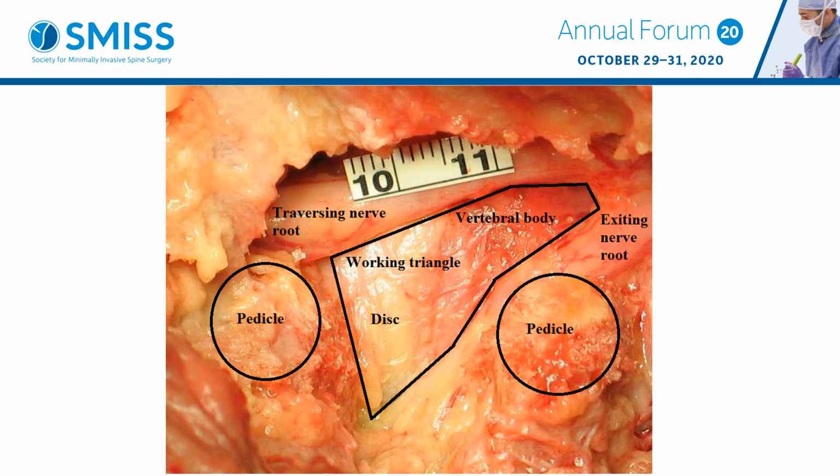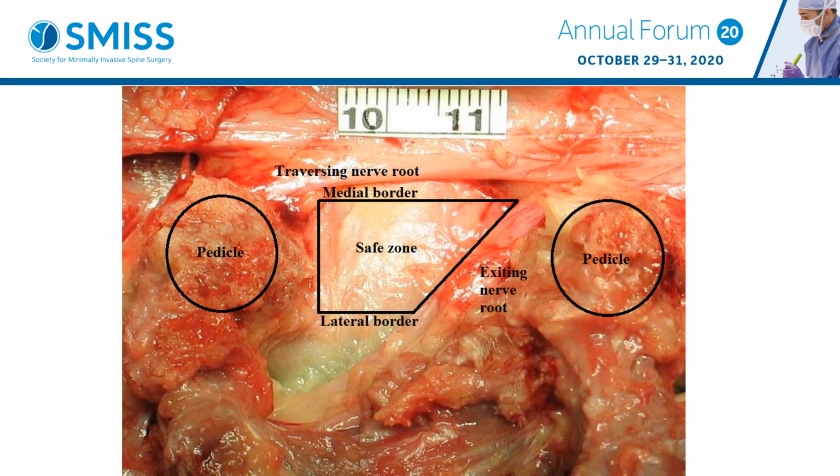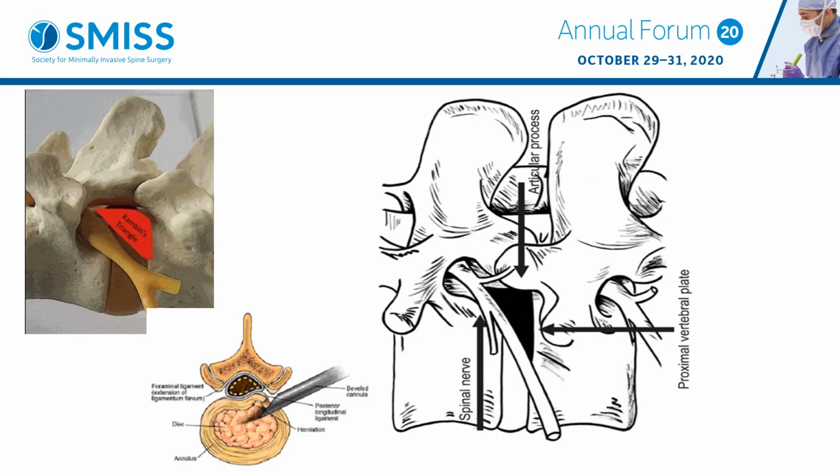This is an example of Kambin's triangle at L5-S1. You can see the pedicle of S1 on the left and the pedicle of L5 on the right. And this is L3-4. The pedicle of L4 is on the left. The pedicle of L3 is on the right. And this is the size of the safe zone between the exiting and traversing nerve roots.